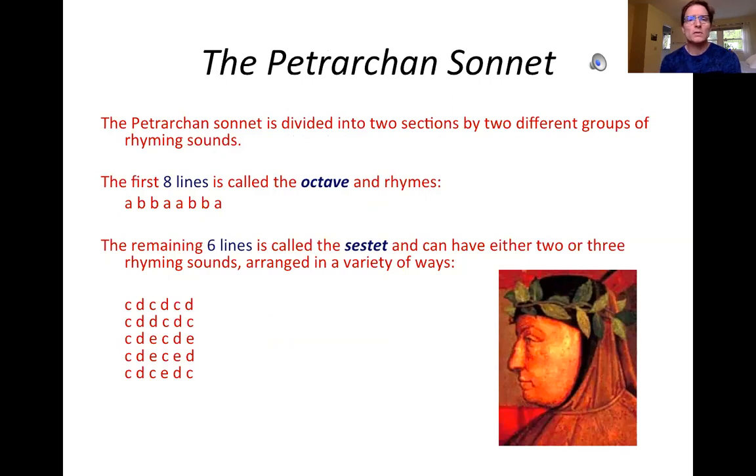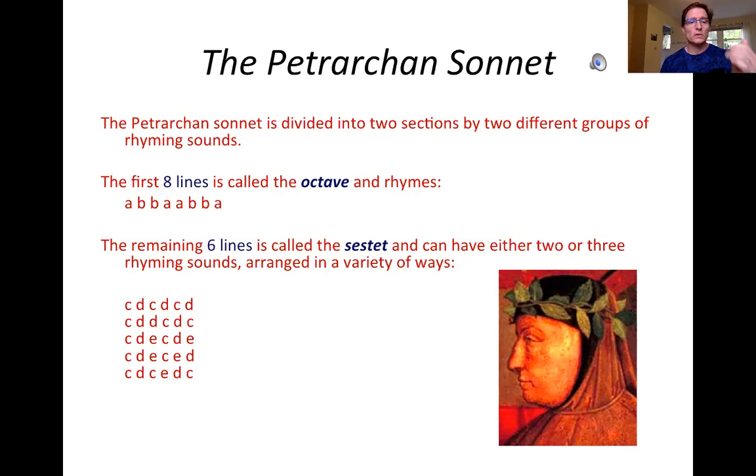The Petrarchan sonnet is divided into two sections by two different groups of rhyming sounds. The first 8 lines is called an octave, which is in the word. It has a very structured rhyme scheme: A, B, B, A, A, B, B, A. So if the end of the first line is sun, and that comes up again as one, and then fun, and then the final one is a variation on it, like thrum or something, that's where the A comes. B, B, B, B, all of those letters indicate a new rhyming word.